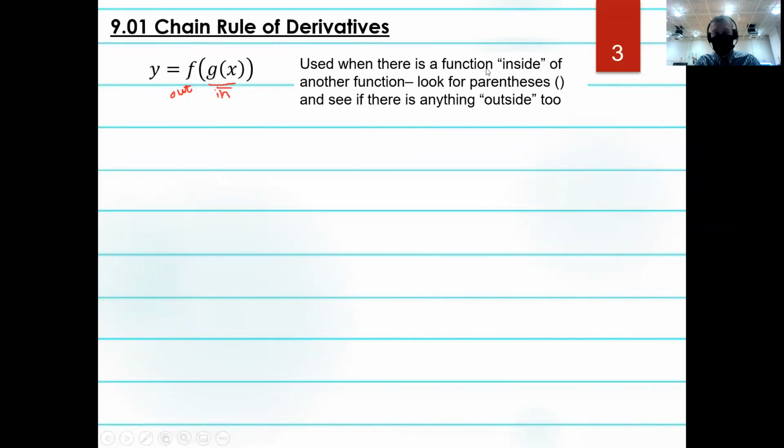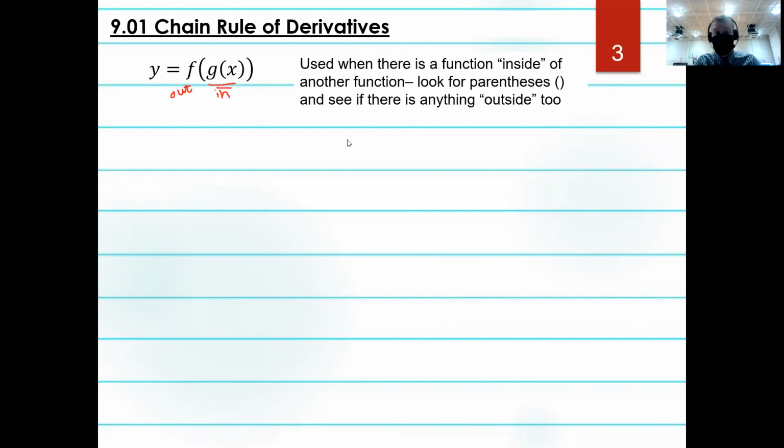Look for those parentheses. And just make sure that those parentheses aren't used to show multiplication, but are used to show grouping inside something else. Okay, if you see that, that is an indication that we'll be using the chain rule.